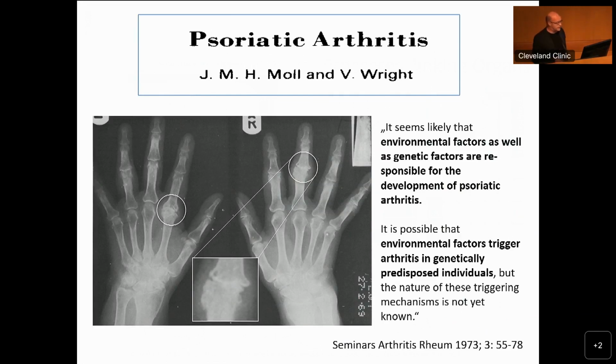But understanding of the disease has been coined in 1973 in a way usually we would write a review on psoriatic arthritis in 2023, namely that there are environmental factors as well as genetic factors responsible for the development of psoriatic arthritis, and environmental factors trigger arthritis in genetically predisposed individuals. That has been actually discovered or summarized very nicely by Moll and Wright in the so to say first modern description of psoriatic arthritis. And it's true, it still holds very much true. I want to share with you this concept in a moment.